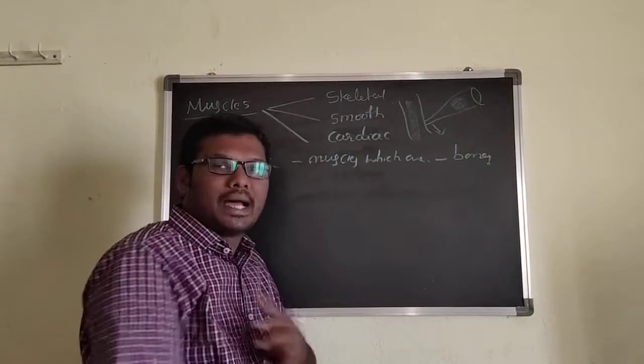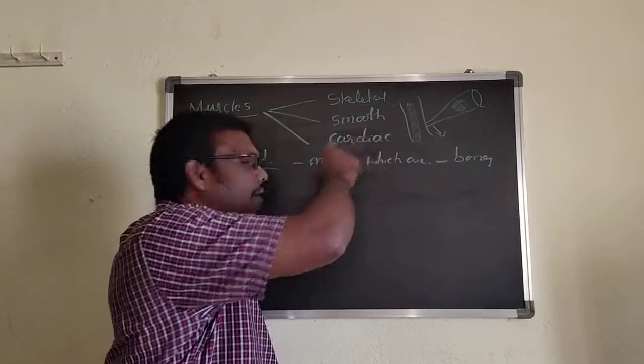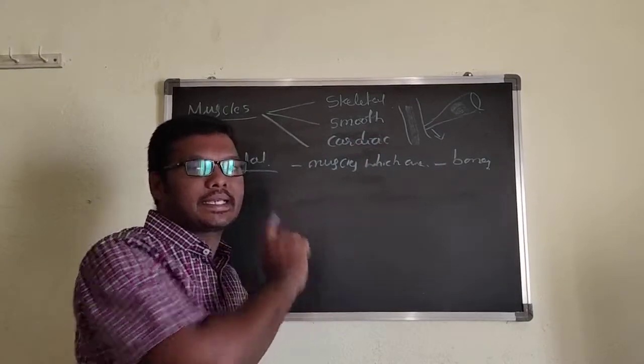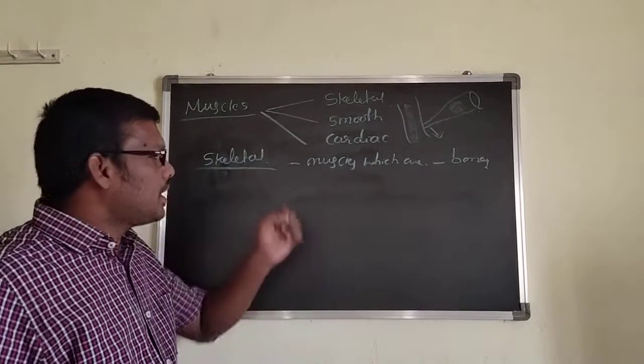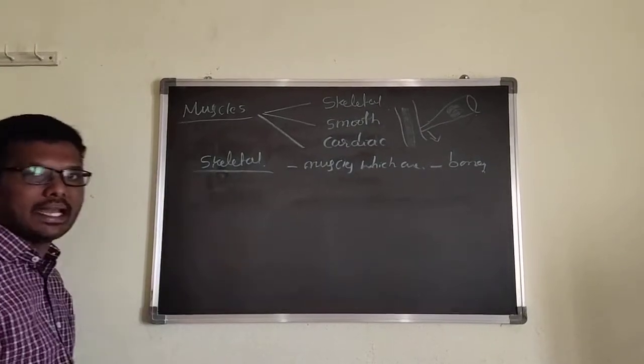Our forelimbs and hind limbs, what type of muscles do they have? That is the skeletal muscles. Mainly they give support and movement to our body. Now what are the characteristics of these skeletal muscles?